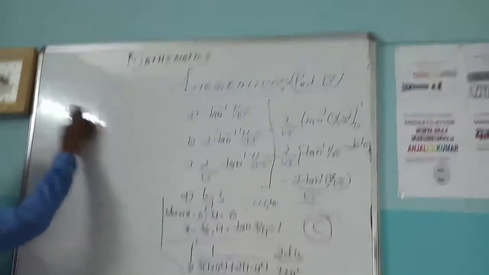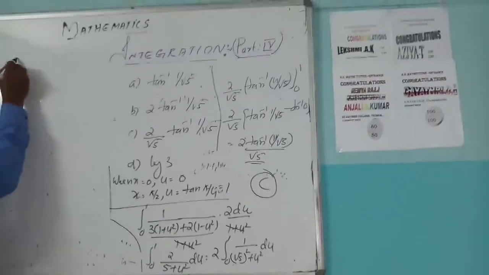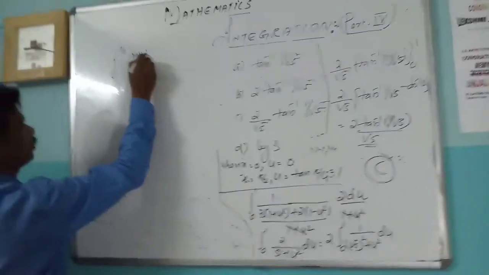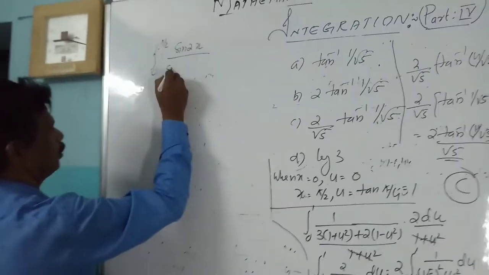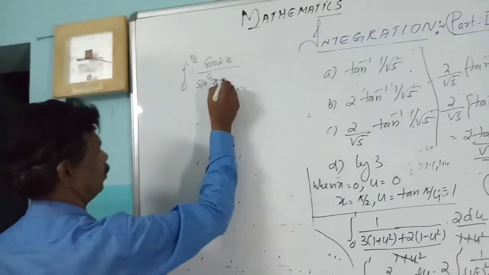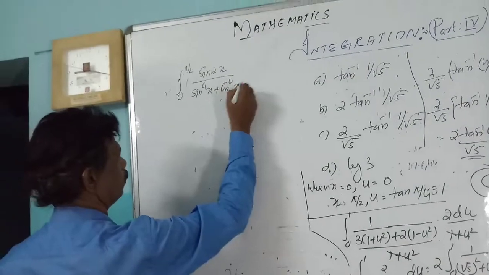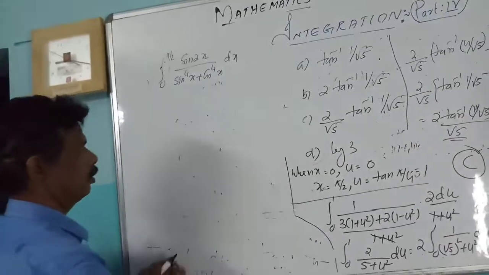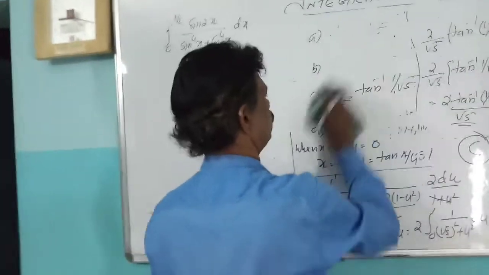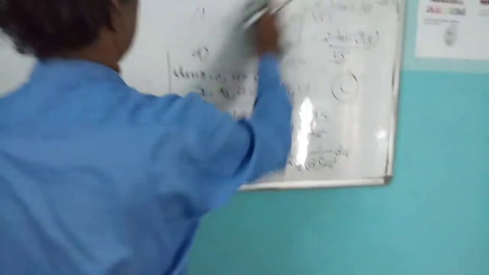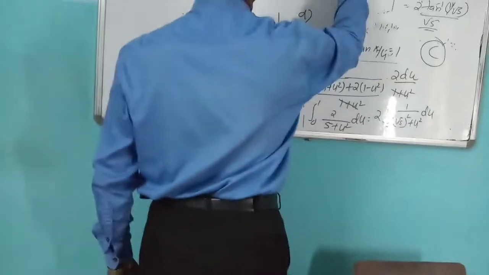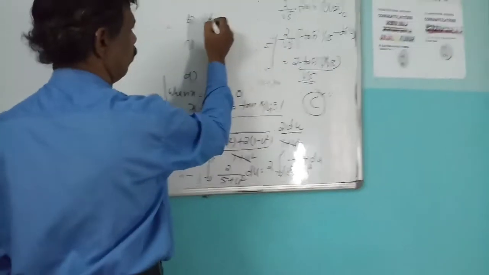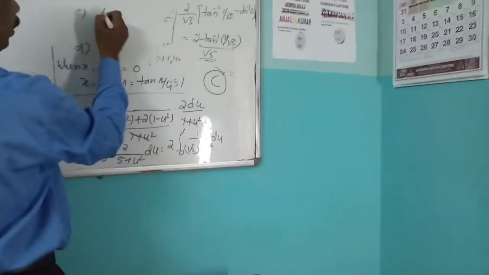Integral 0 to pi by 2 of sin 2x by sin raised to 4x plus cos raised to 4x dx. Given the choices: first choice, pi by 4; second choice, pi by 2; then pi; then 1.